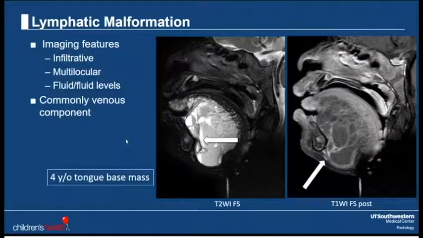Lymphatic malformations can also occur within the tongue. They tend to be infiltrative, multilocular, and we always want to look for fluid levels. They can have a venous component commonly within the tongue. Here's an extensive lesion involving nearly the entire tongue with multiple fluid levels, bright on T2 weighted images, and demonstrating the characteristic septal and peripheral enhancement on these post-gadolinium T1 fat saturation images.